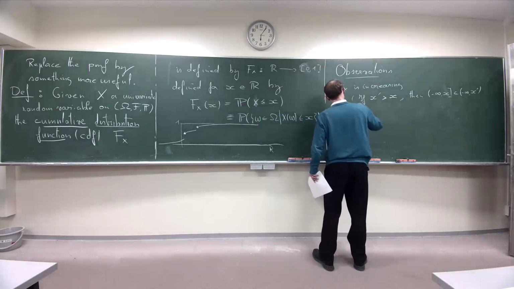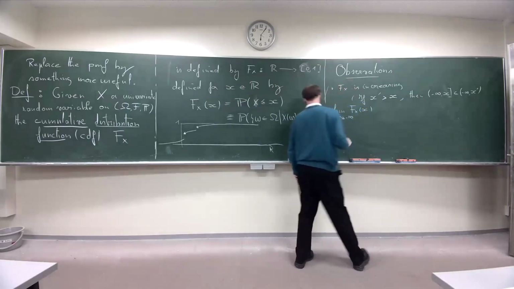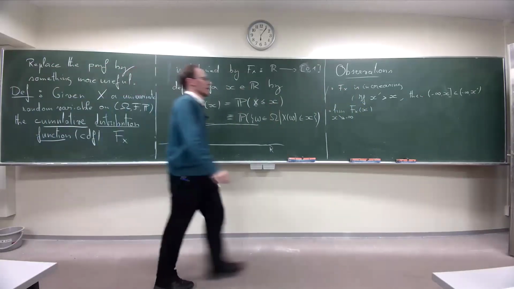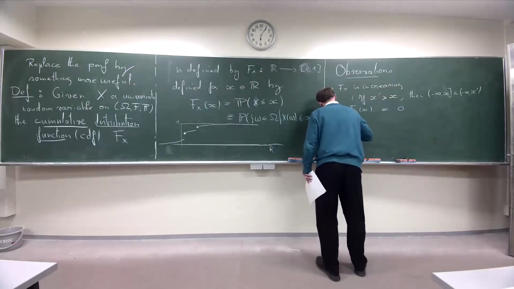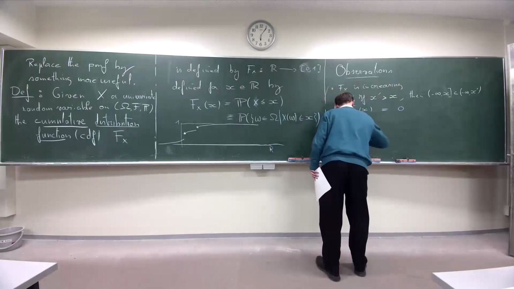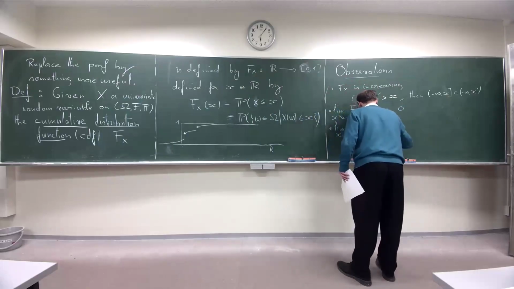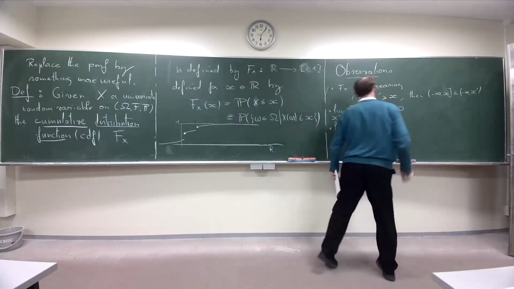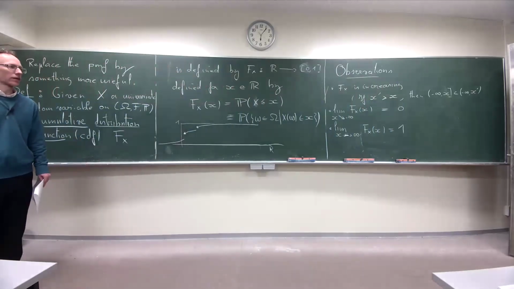Limit of F_X at x when x goes to minus infinity. It has to go to 0. It's rather intuitive. If you want to prove it, it's not difficult. Now the limit when x goes to infinity of this guy is 1, because you take everything.